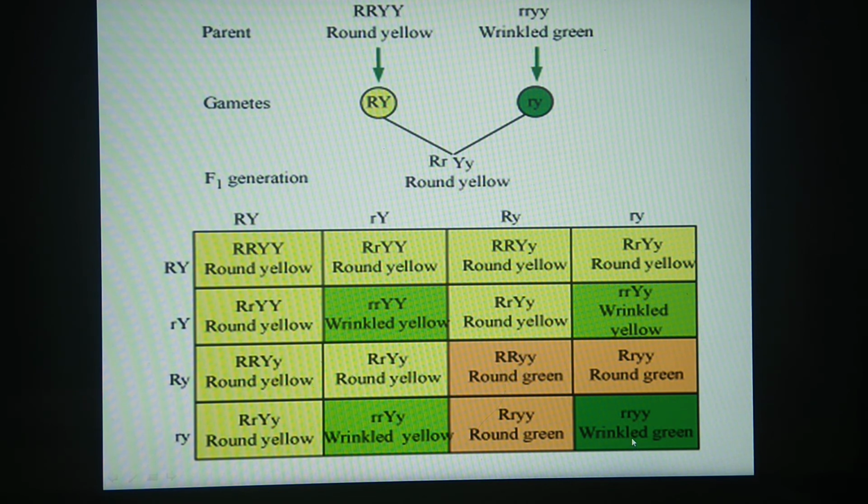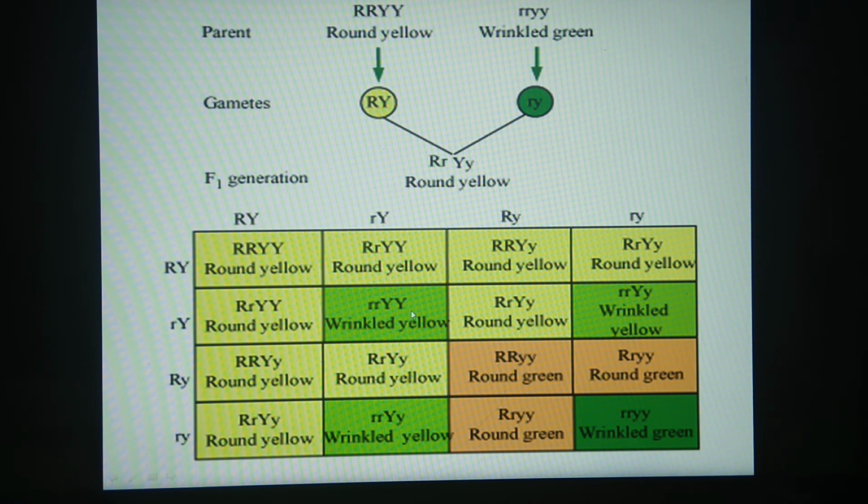Phenotypic ratio is here, 9:3:3:1 in case of dihybrid plant. And what will be the genotypic ratio? Genotypic ratio will be 1:2:4:1:2:2:1. That means genotypic and phenotypic ratio is different.